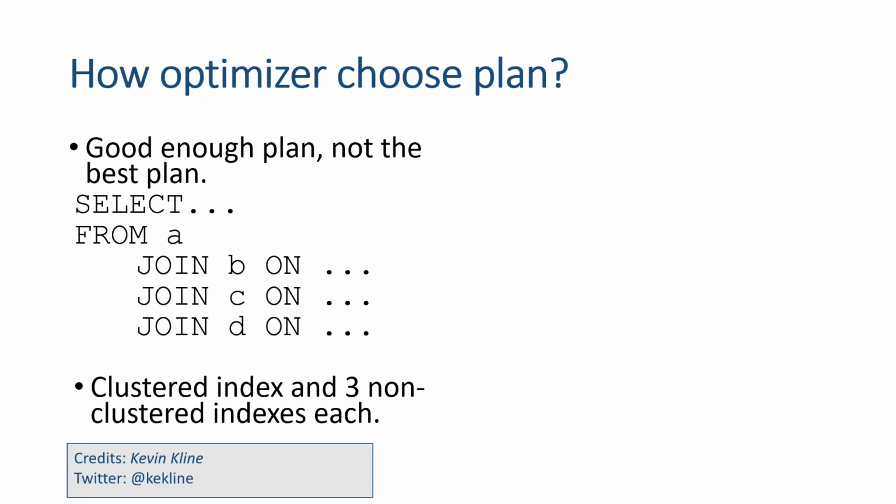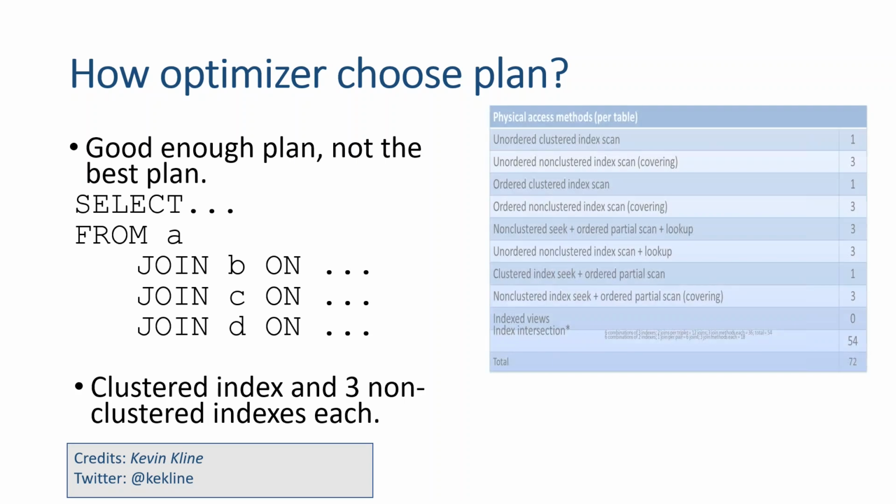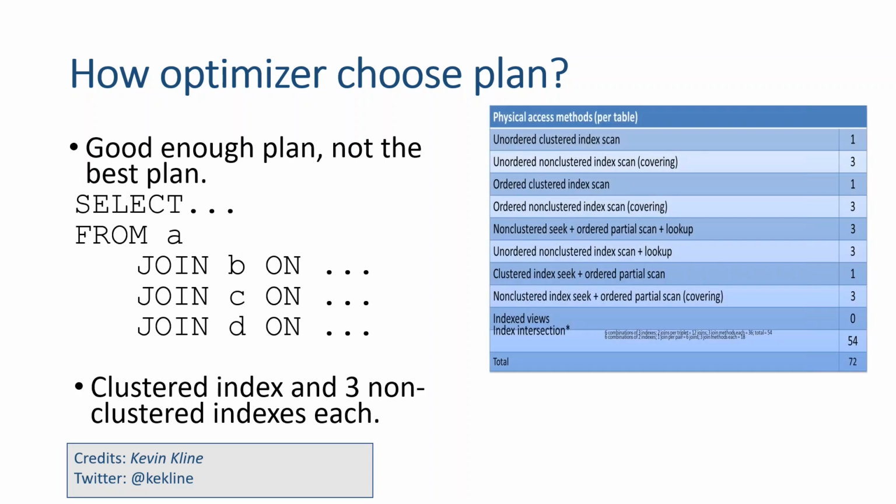For example, we have a very simple select statement here with a 4-table join in it. And on each table, we have a clustered index and 3 non-clustered indexes. If the optimizer wanted to choose the best plan instead of the good enough plan, what would it have to do? It would have to analyze 72 different types of physical access methods per table. We just have a 4-table join here, right? So it has to analyze 72 times 4 physical access methods for this simple select query.